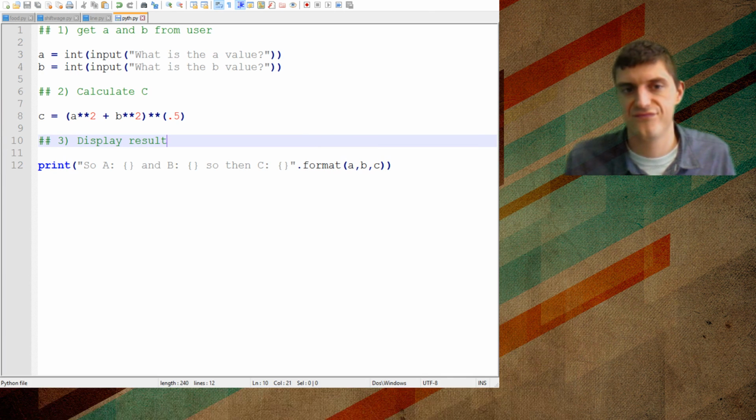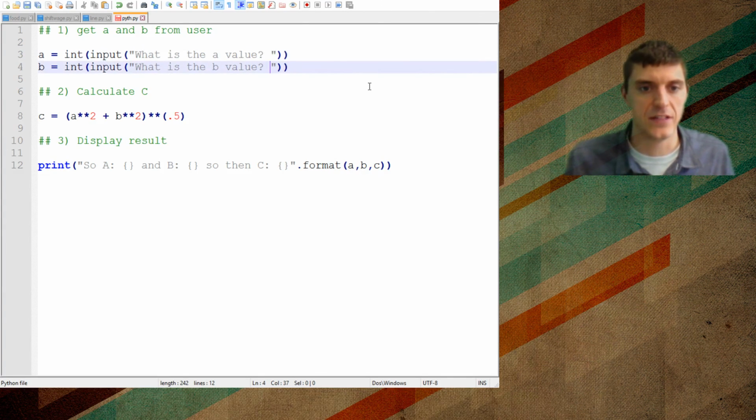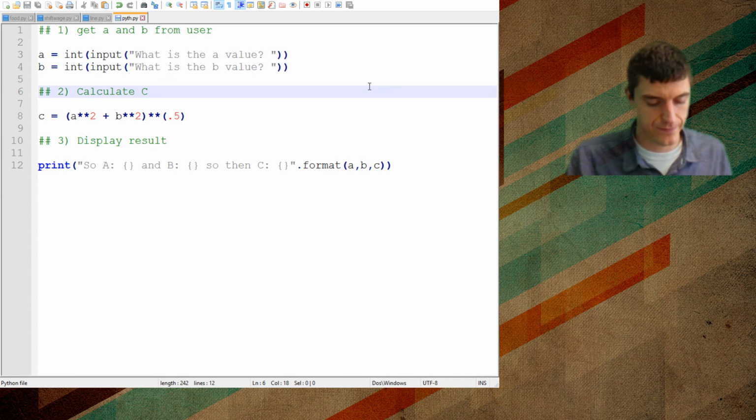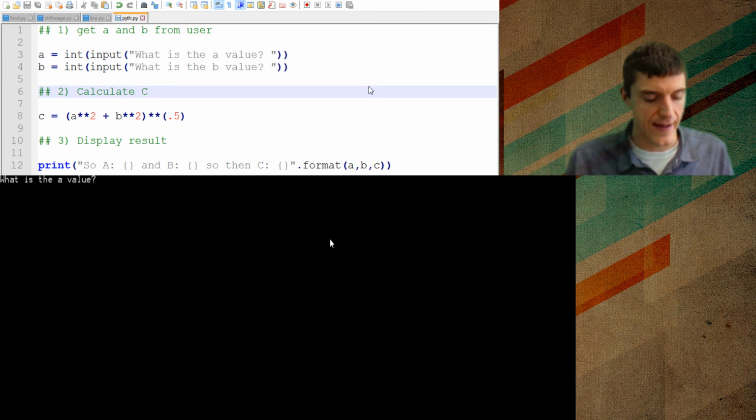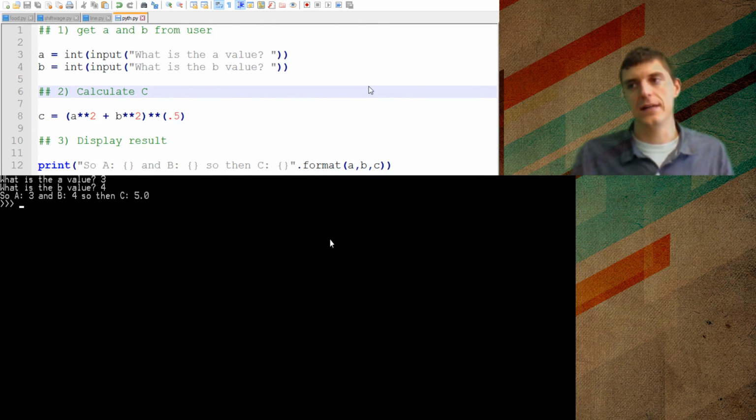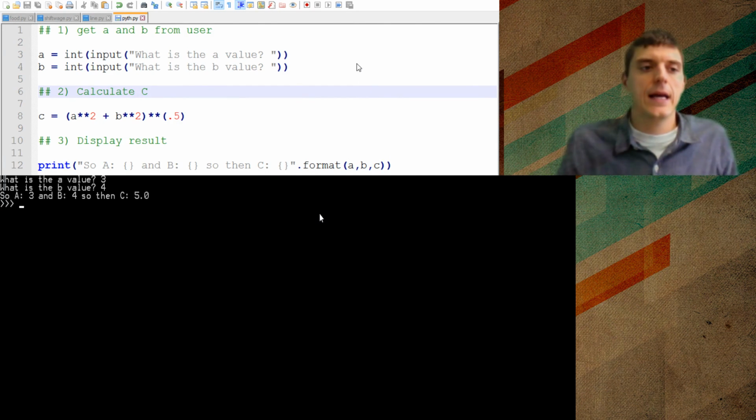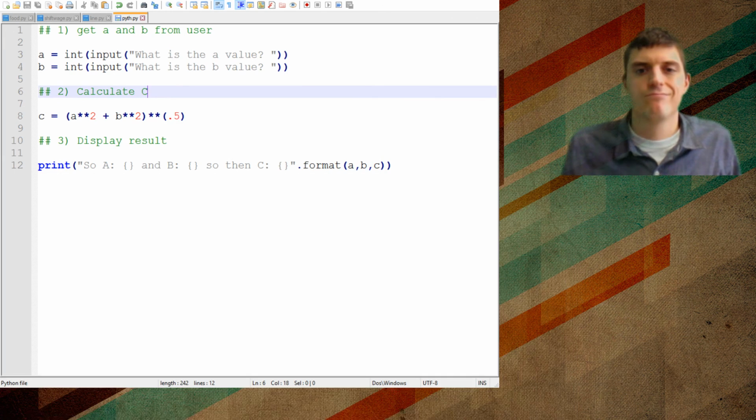Gotta put a space there. Control S. All right. What's the A value? 3. The B value? 4. So it gives me that C value of 5. It works out perfectly. Awesome.